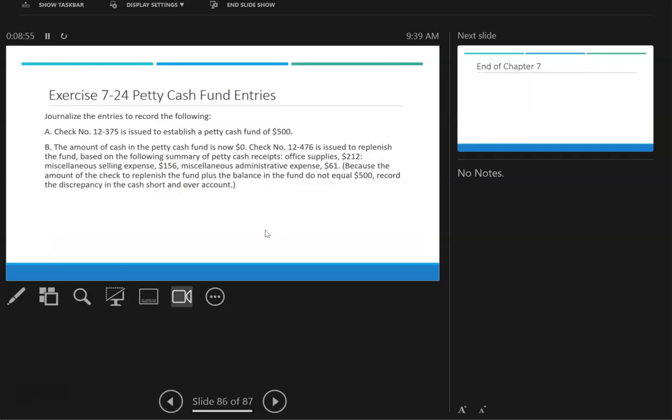Petty cash fund entries. Let's look at this. Journalize the entries to record the following. Check number 12-375 is issued to establish a petty cash fund of $500. And then it says the amount of petty cash in the petty cash fund is now 0. Check number 12-476 is issued to replenish the fund based on office supplies of $212, miscellaneous selling expenses of $156, miscellaneous administrative expenses of $61.